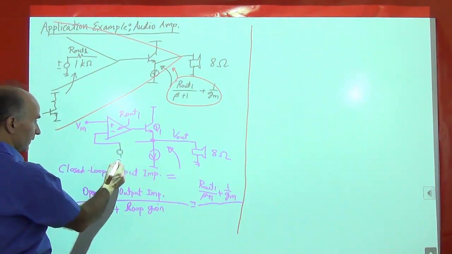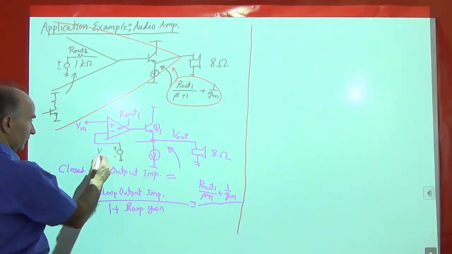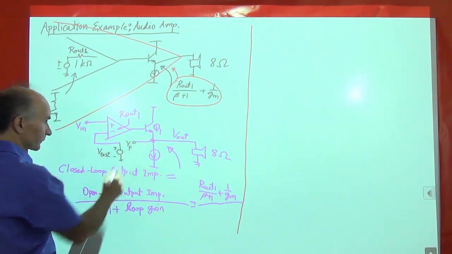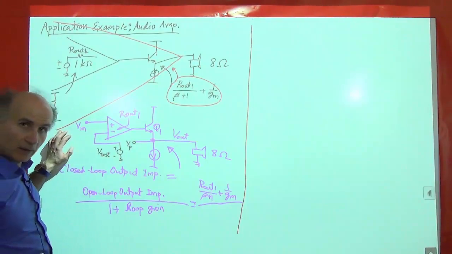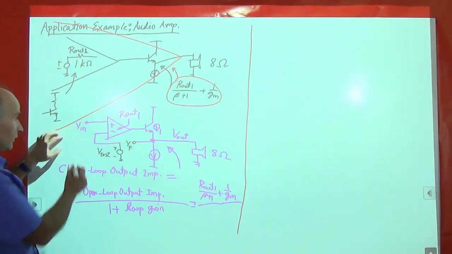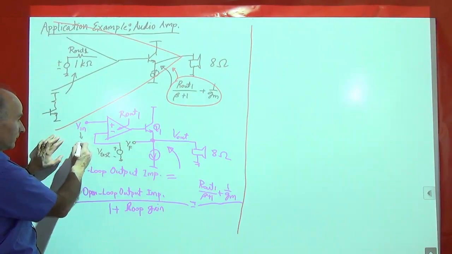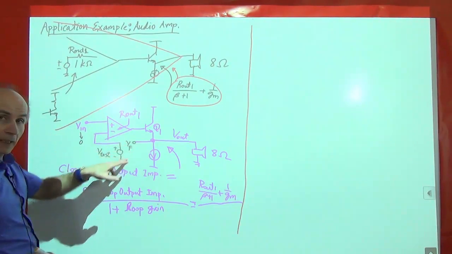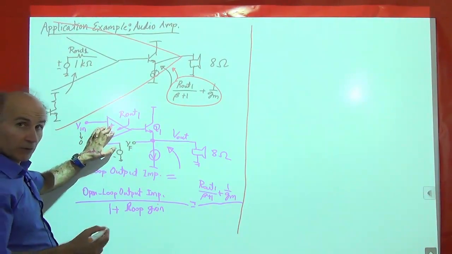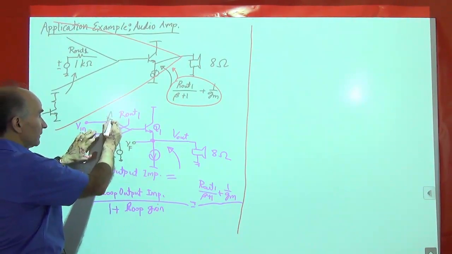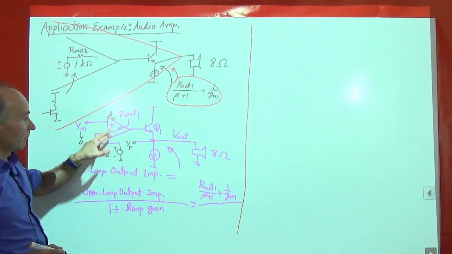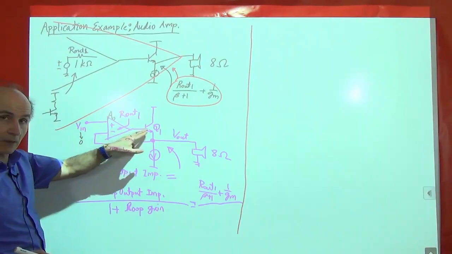Put a voltage source here, Vtest, and then call this Vf. Right? That will give me the loop gain. So, of course, for that, this has to be set to zero. So how much is the loop gain? Vtest goes into this amplifier. Let's say this amplifier has some voltage gain. We'll call it A0. So Vtest times minus A0 comes out here.